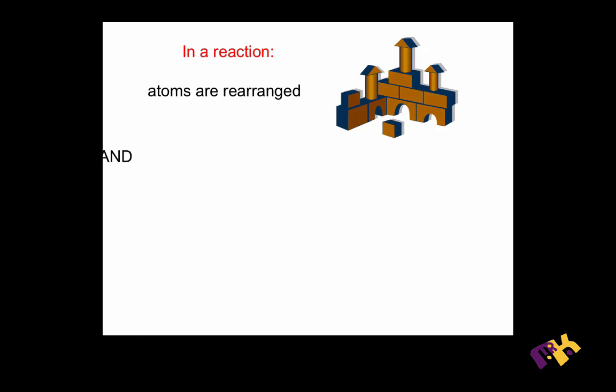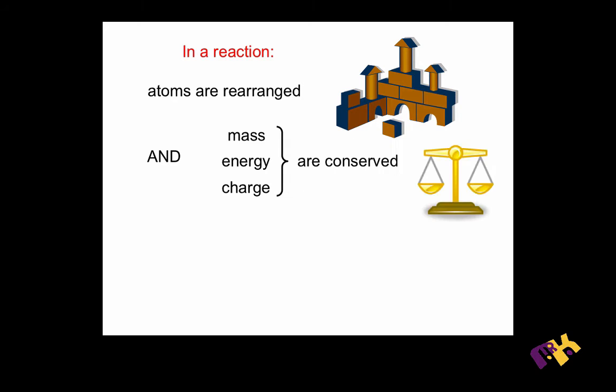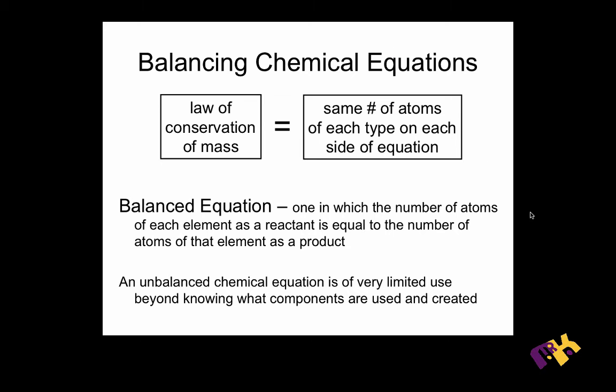Just keep in mind that in a reaction, these atoms are going to get rearranged. It's very much the same way you might play with Lego blocks or building blocks of any kind. You can start with your reactant, but then at the end, you have the same number of blocks to play with. They're just arranged in a different order. The other idea is that mass, energy, and even charge are conserved from beginning to end. Right. A balanced equation is one in which the number of each element in every reactant is equal to the number of elements found in the products.